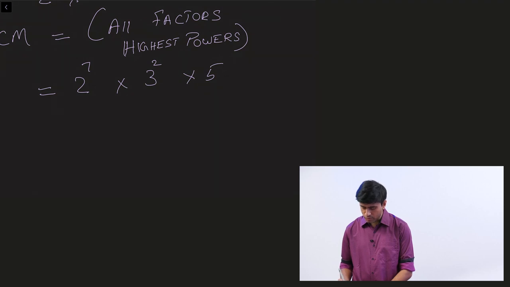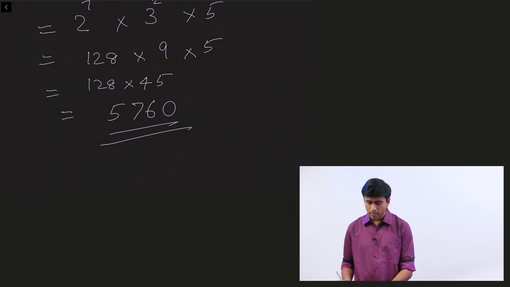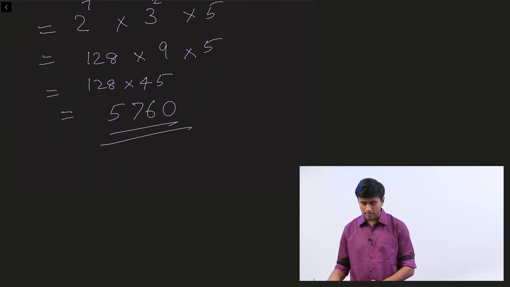Now you just have to solve this. 2 to the power of 7 is 128. 3 to the power of 2 is 9, into 5. This is 128 into 45. Therefore, your LCM is 5760. That's how you find LCM using the prime factorization method.